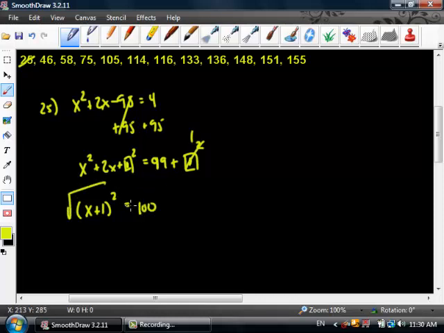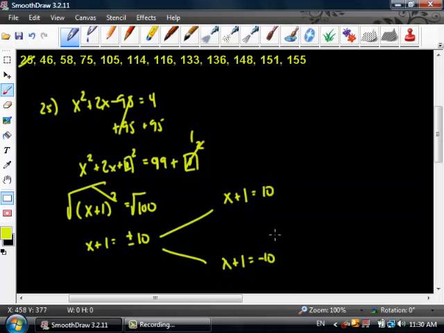I'm going to take the square root of both sides because I'm solving for x. X plus 1 equals plus or minus 10. All right? And then from here, I get two different scenarios. I get x plus 1 equals 10, and x plus 1 equals negative 10. If I subtract 1 from both sides on both problems, I get x equals 9 and x equals negative 11.